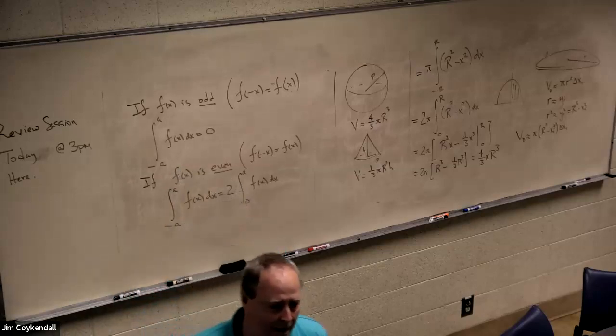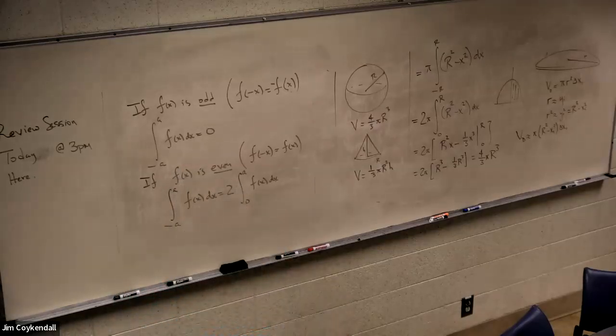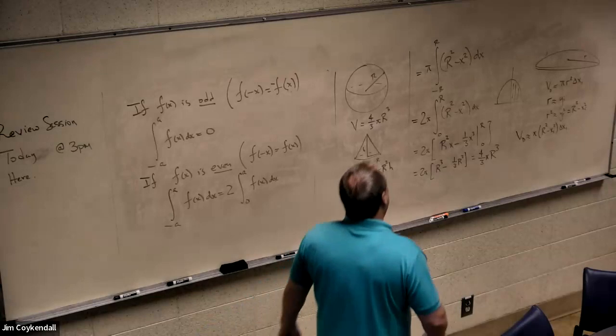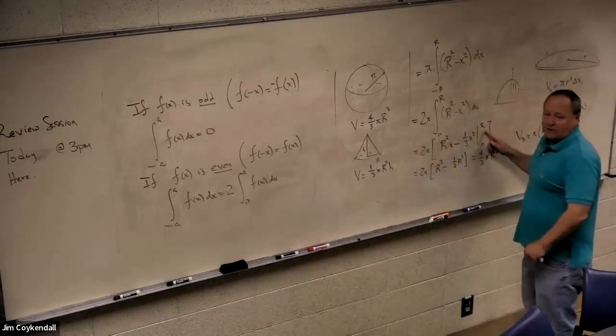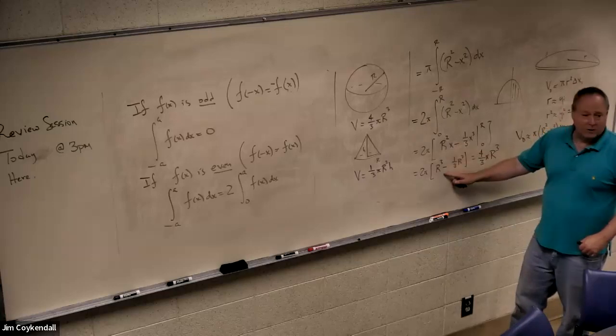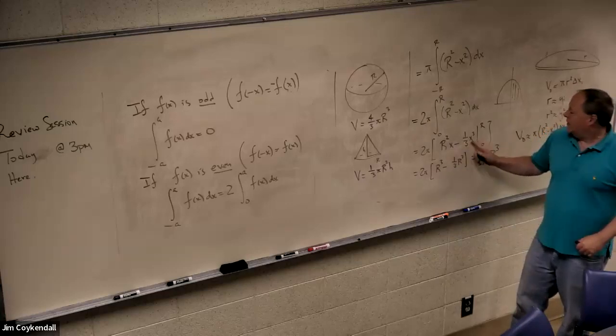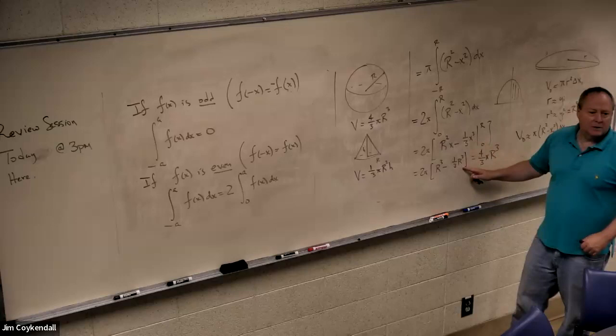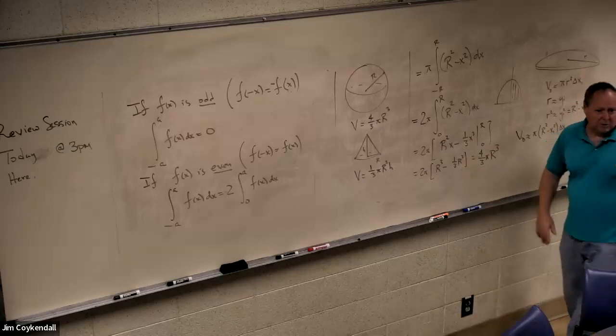Yes. Right. Everywhere I see an x, I put in an r. So that's r squared times r. So there's the r cubed. And when I put an r here, r cubed.